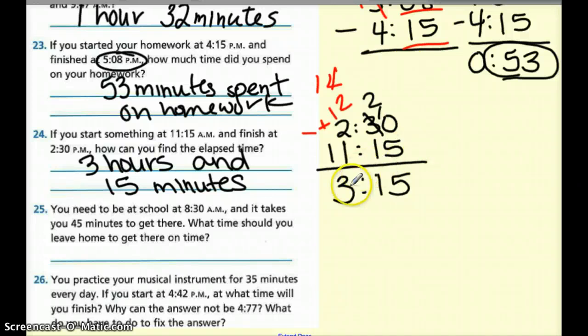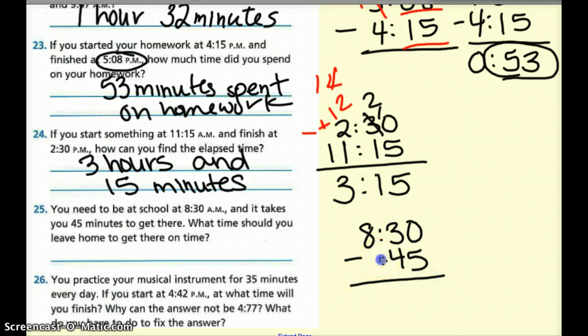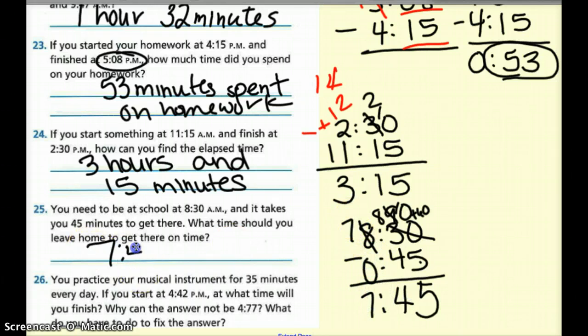So if I had 8:30 and I wanted to subtract 45 minutes, I would get 7. Again, I'm borrowing 60 full minutes, so I'm adding 60. So this would become 90. 0 minus 5 is, oh, sorry, I have to borrow 8. 10 minus 5 is 5. 8 minus 4 is 4. 7 minus 0 is 7. So I would need to leave home at 7:45 a.m.